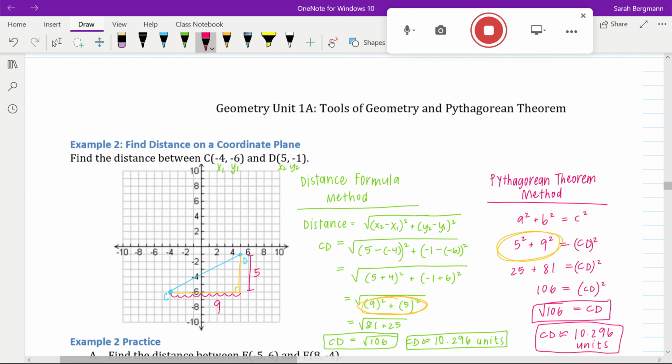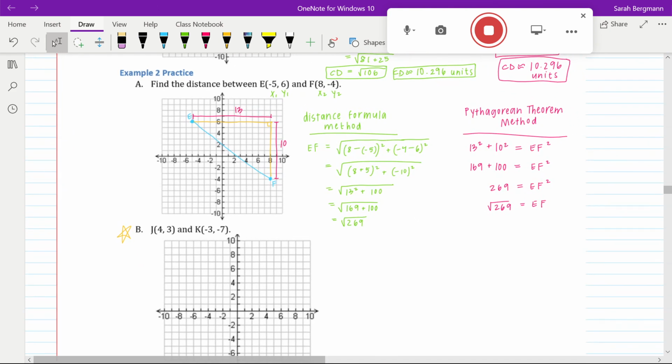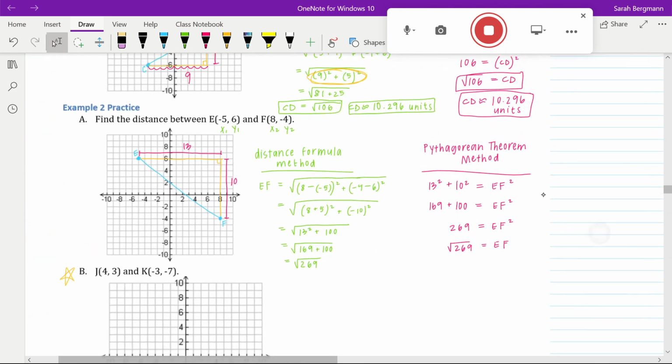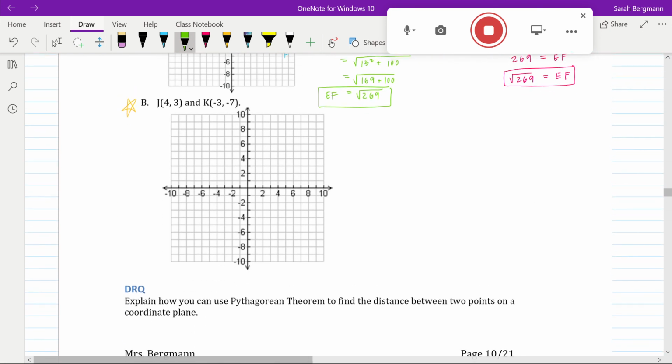Pause the video and try the 2 practice problems below. Here's the solution for part A. The length of segment EF is the square root of 269. And your second problem, practice problem B, is your question of the day. Alright, I'd like you to reflect on this question, please. Explain how you can use Pythagorean theorem to find the distance between 2 points on a coordinate plane.